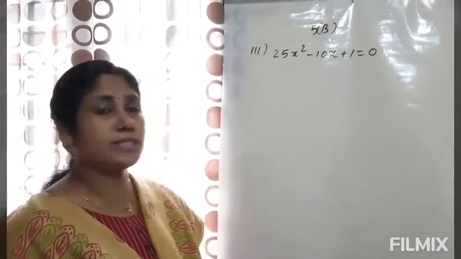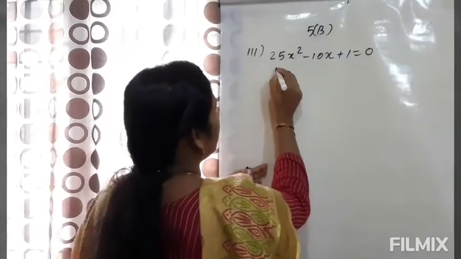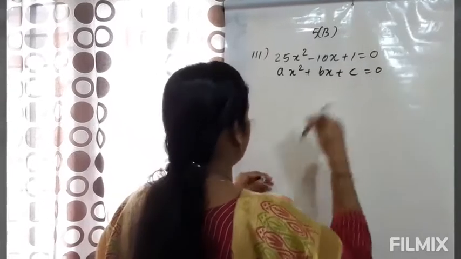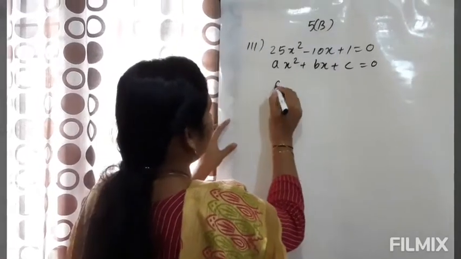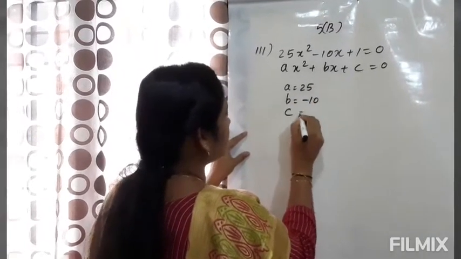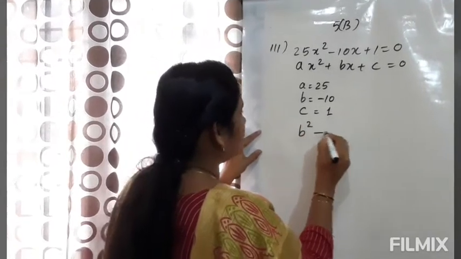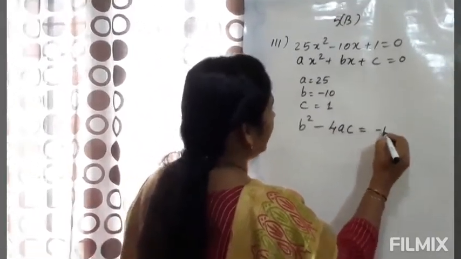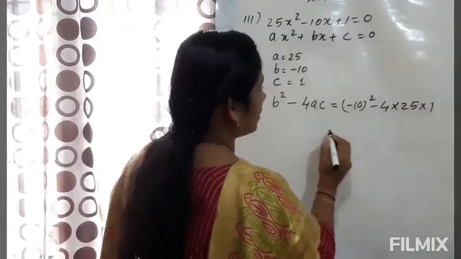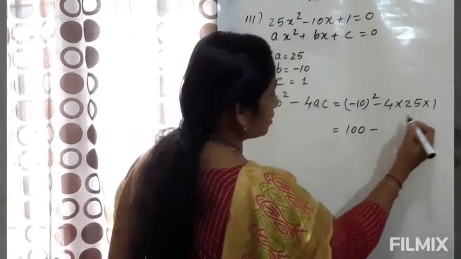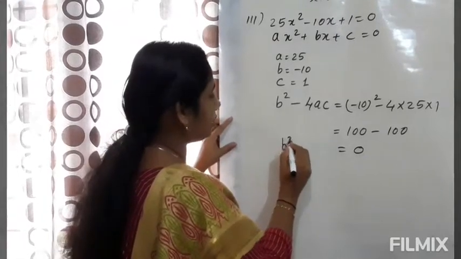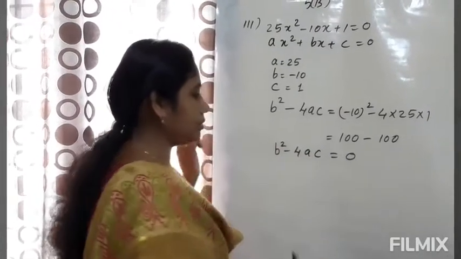Next question is the third one. 25x square minus 10x plus 1 equal to 0. Ax square plus bx plus c equal to 0 is the standard form, and on comparing with this, we get a is equal to 25, b is equal to minus 10 and c equal to 1. Let us calculate the value of b square minus 4ac. Minus 10 the whole square minus 4 into 25 into 1 gives 100 minus 100 equals 0. That is, we got the value b square minus 4ac equal to 0.